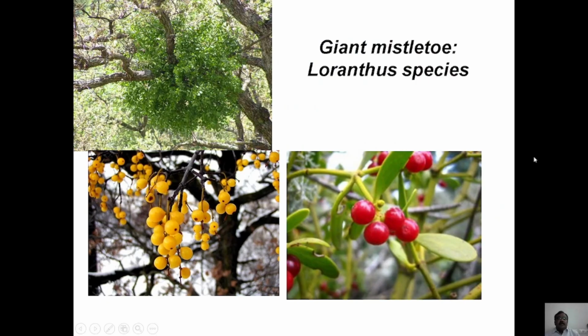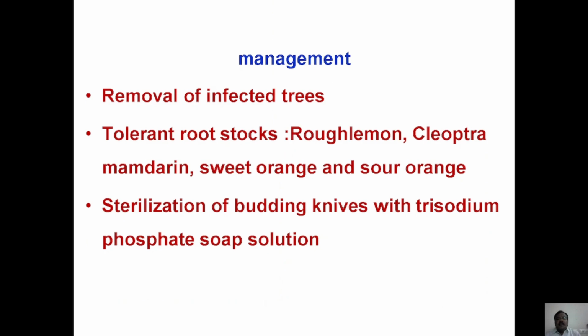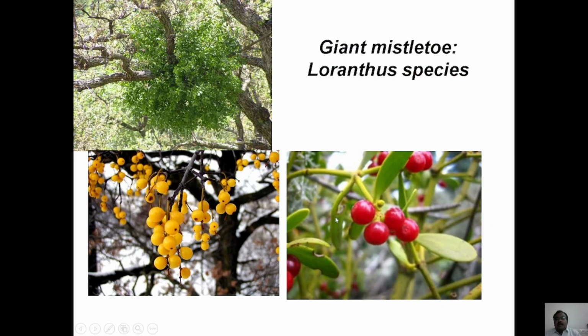And the next one is the menace caused by the giant mistletoe, that is the growth of Loranthus, which establishes a parasitic relationship on the trees, and it develops well-emerged leaves and colorful fruits. These colorful fruits are attracted to birds, which eat away these fruits, and then through the fecal matter the seeds get disseminated from the parasitized tree to the healthy trees.